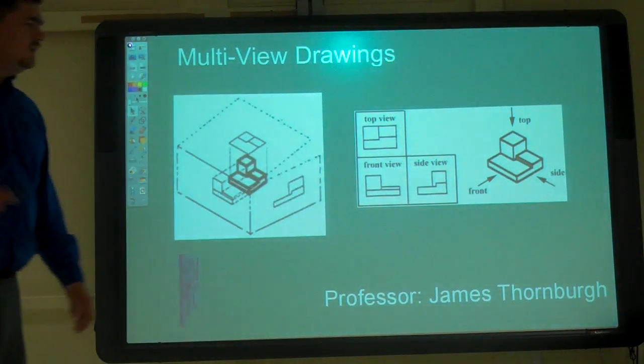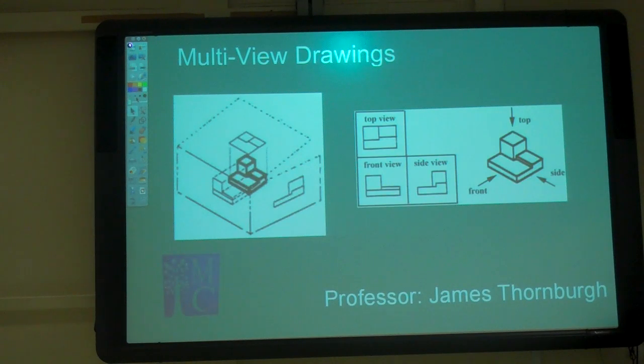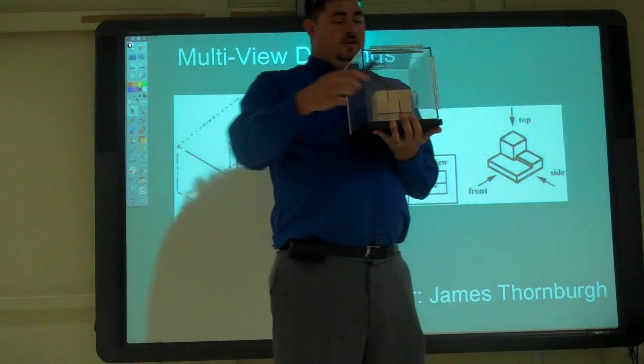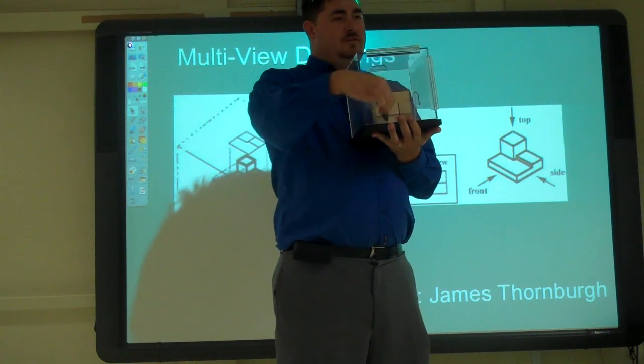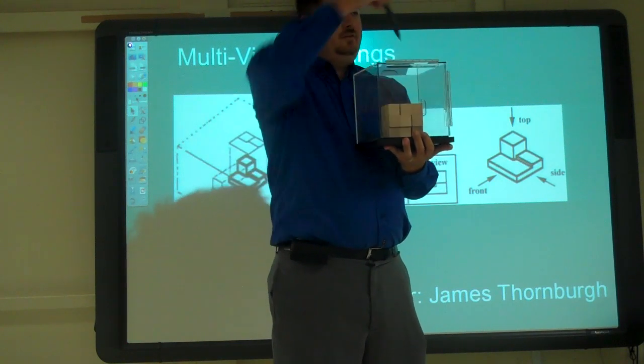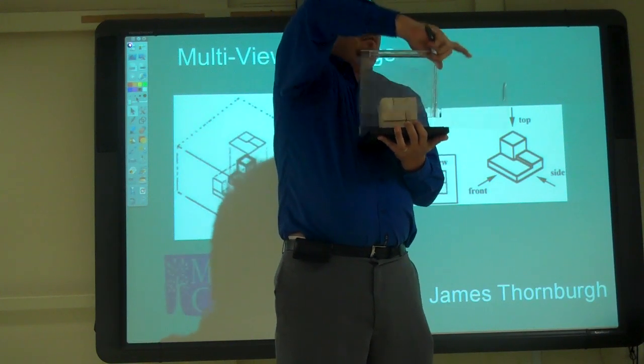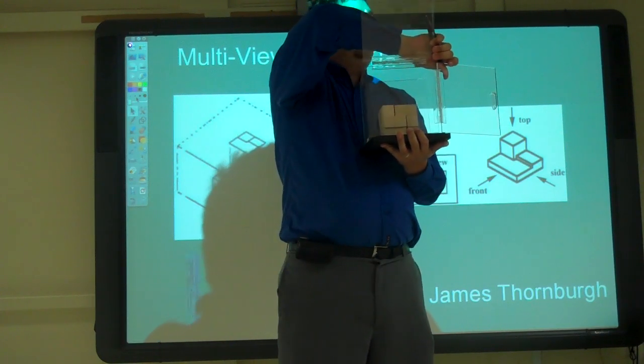Alright, so today we're going to talk about multi-view drawings. So the basics of it. What we're doing basically is we're putting our object in a glass box like this. So if we drew on this what we saw from the front, from the top, from the side, and then we unfolded it, that's how it would look on our paper.